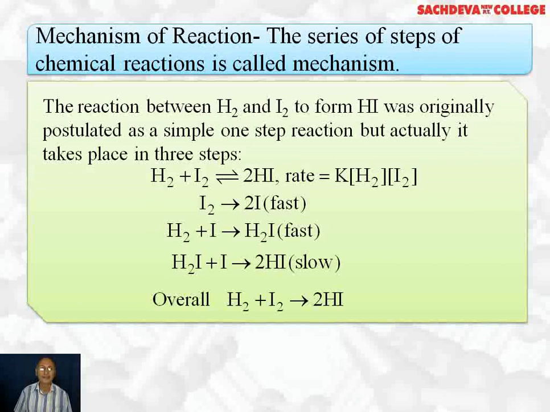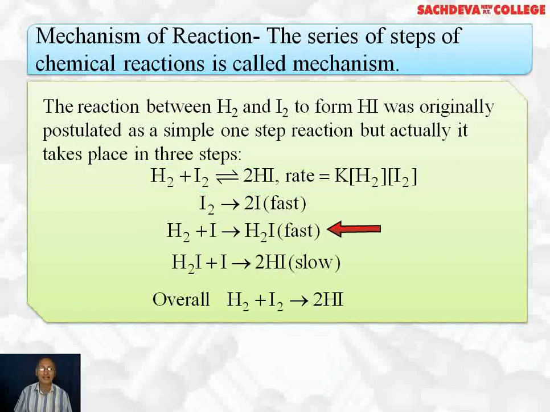The series of steps of a chemical reaction is called the mechanism of the reaction. For example, the reaction between H2 and I2 to form HI was originally postulated as a simple one-step reaction. But nowadays it has been proved that it takes place in 3 steps. H2 plus I2 reversibly gives 2HI, and rate is equal to K into the molar concentration of H2 into the molar concentration of I2. The first step is fast, the breaking of I2 molecules into 2 iodine atoms.